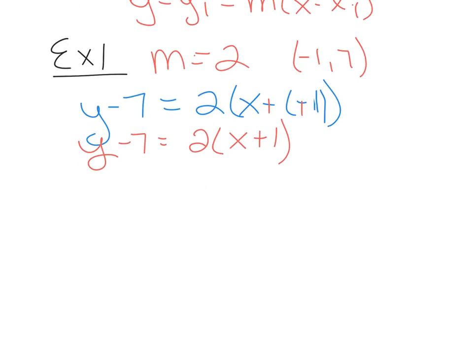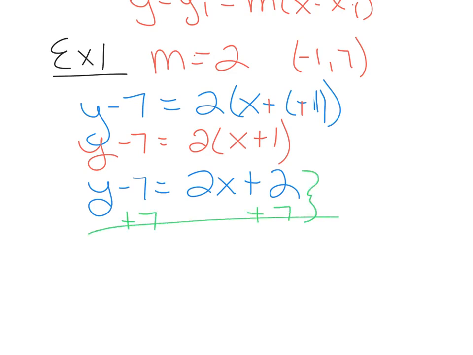So now we're going to distribute, and we're going to have y minus 7 equals 2x plus 2. That comes from distributing this 2. And then, of course, we're writing our equation in slope-intercept form, so we want to isolate this y, so we're going to add this 7 on. That 7 gets combined with this 2 because these are like terms. We end up with y equals 2x plus 9. And this is your final equation.